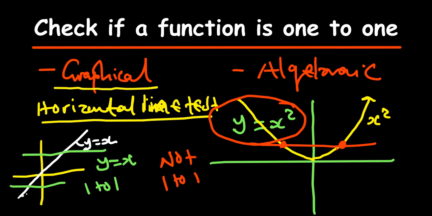So that tells you that any quadratic equation that you may think of will never be one to one. So when you're given questions and you just see x squared somewhere, just know that that equation is not one to one, no matter what. So that's how you can use the graphical method.